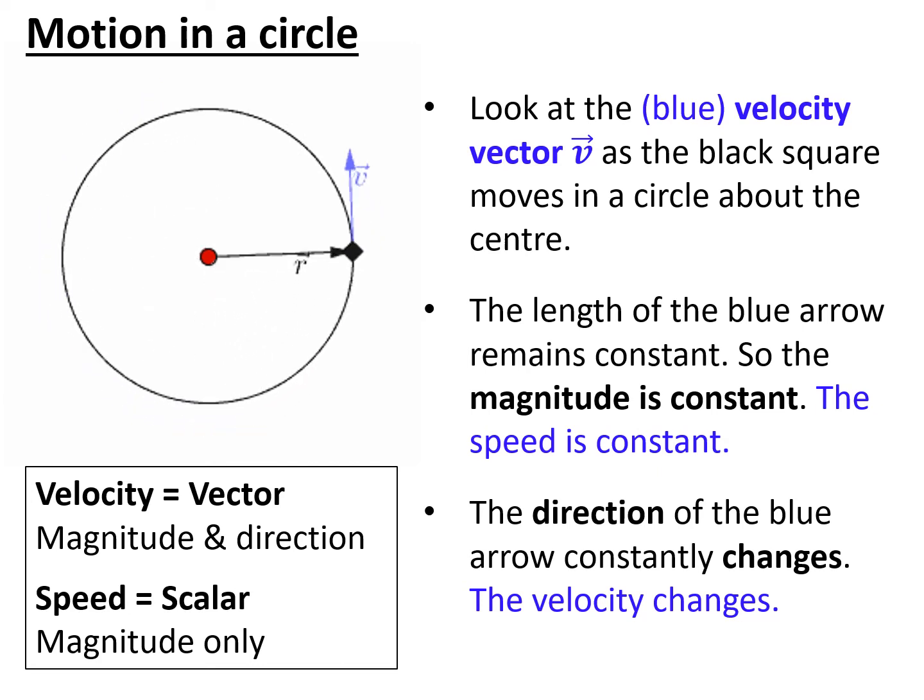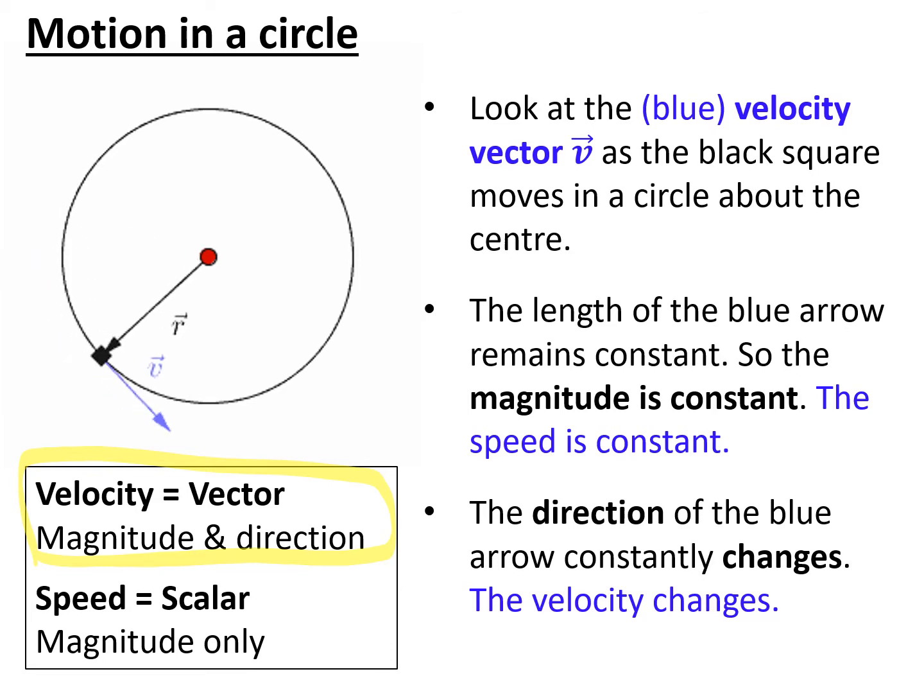However, look at the direction of the blue arrow. The direction is constantly changing. And because velocity is a vector, it has magnitude and direction. Okay, it has magnitude and direction. Because the direction is always changing, the velocity is changing.